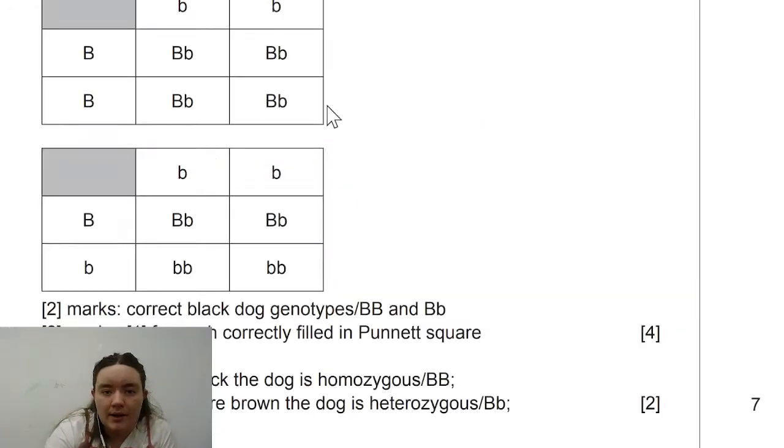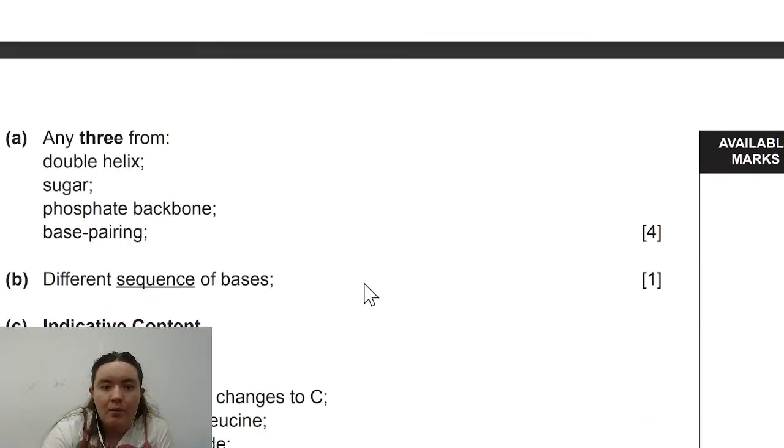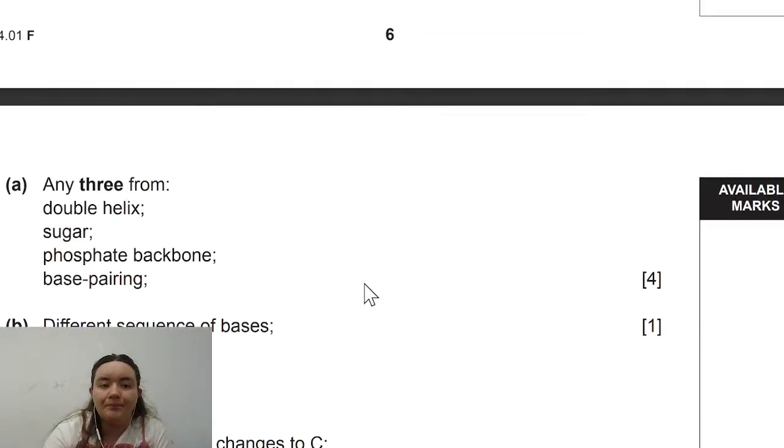So in the mark scheme, they want 3 notes from: it's a double helix structure. It contains a sugar. That sugar is called ribose. It has a phosphate backbone, and it's got the base pairing. So that's the nucleic acids A, G, C, and T, with A and T pairing together and C and G pairing together.